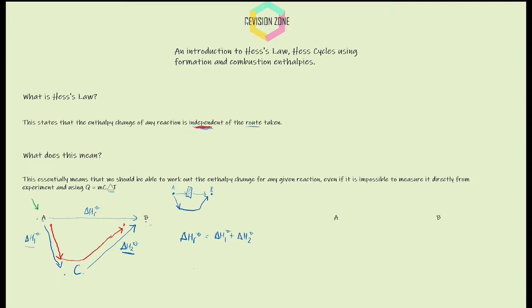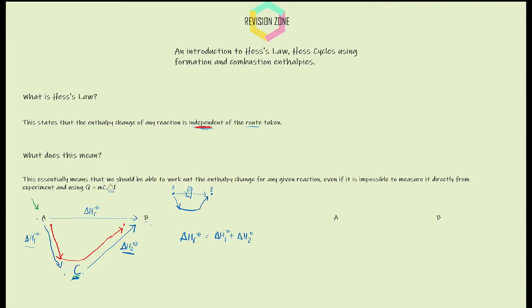Now we're going to do an alternative approach as well. It doesn't necessarily just have to go through one additional stage like C, it can go through multiple changes. And Hess's cycle can be applied to many things, and that principle can be applied to calculate a lot of other enthalpy changes. And it doesn't have to be via just one other stage. We can go via many stages.